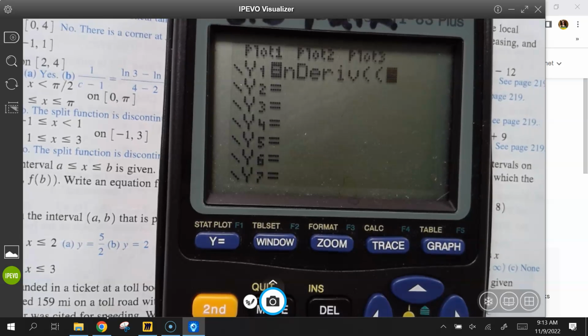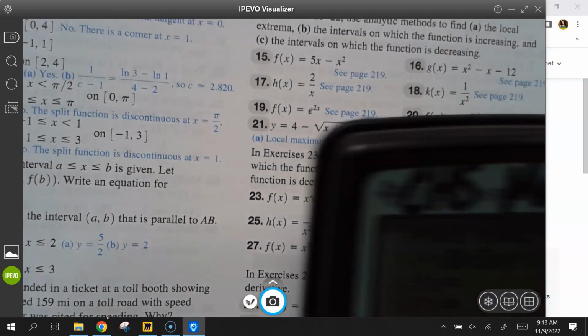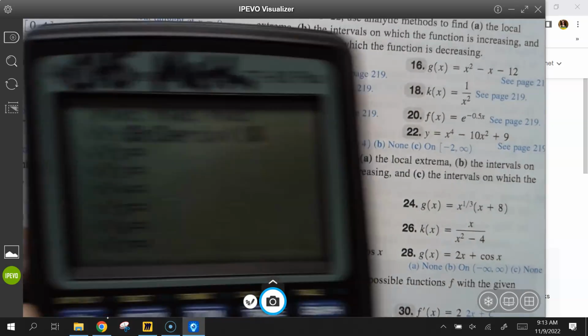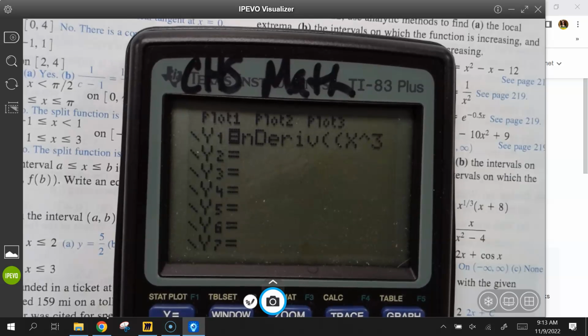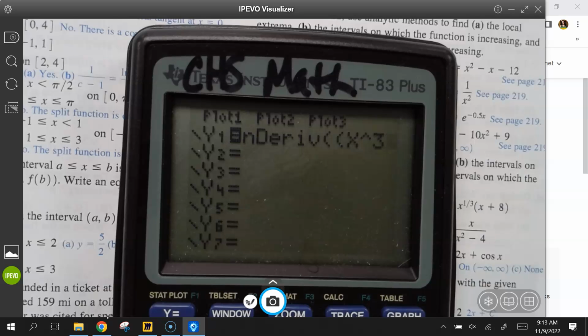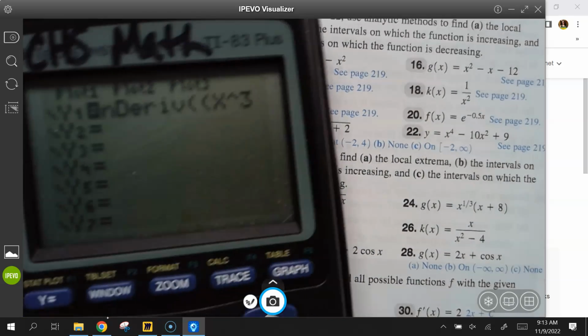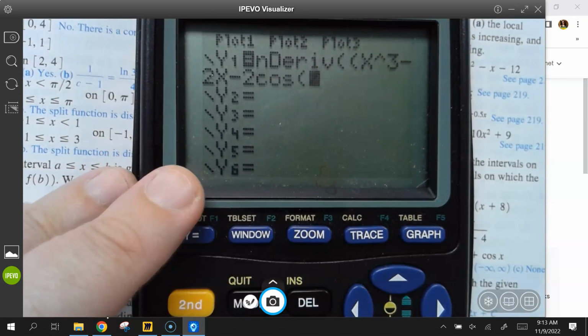Normally, this is where you put your function. I guess you don't really need the extra parenthesis, but I'd rather over parenthesis than under parenthesis. X to the third. What does yours look like? Type the function in there. The d under the d should be an x. It should be d dx. Then you're going to type the equation. So I got x cubed minus 2 cosine x.